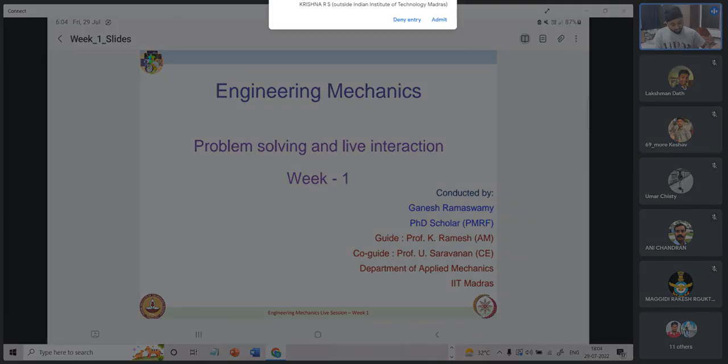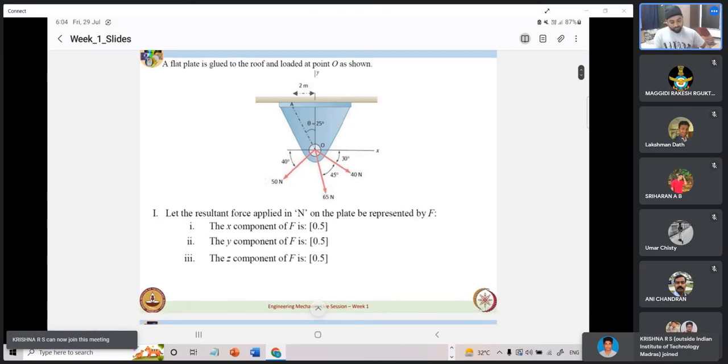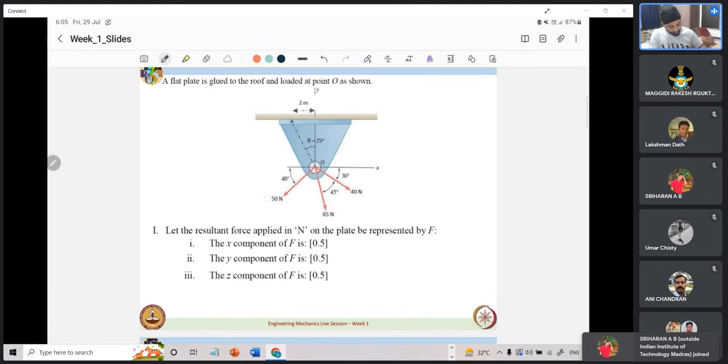Let us go to the first problem that we have here. A flat plate is glued on the roof and loaded as shown. We have a flat plate here, and at this point O, three forces are applied, and we have been asked some questions related to that. Also to note, we have been given the positive x and y directions. So x positive is this way and y positive is that way.